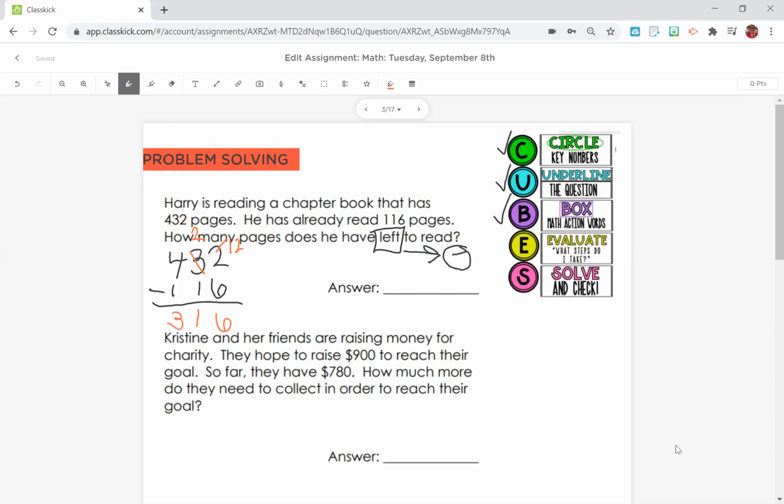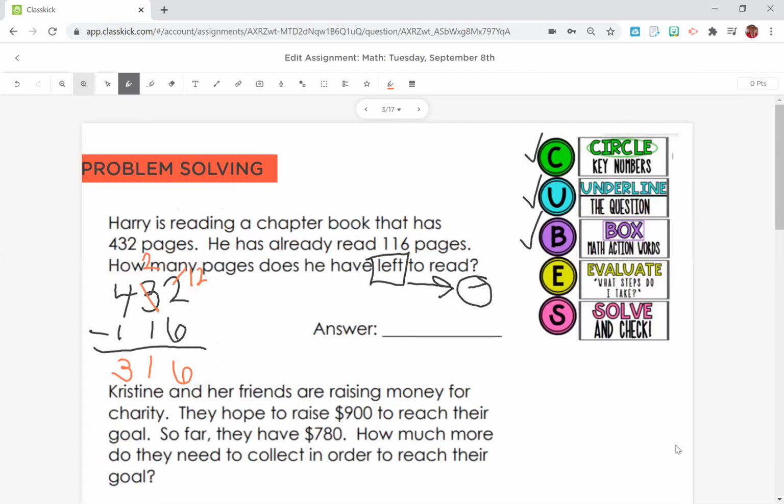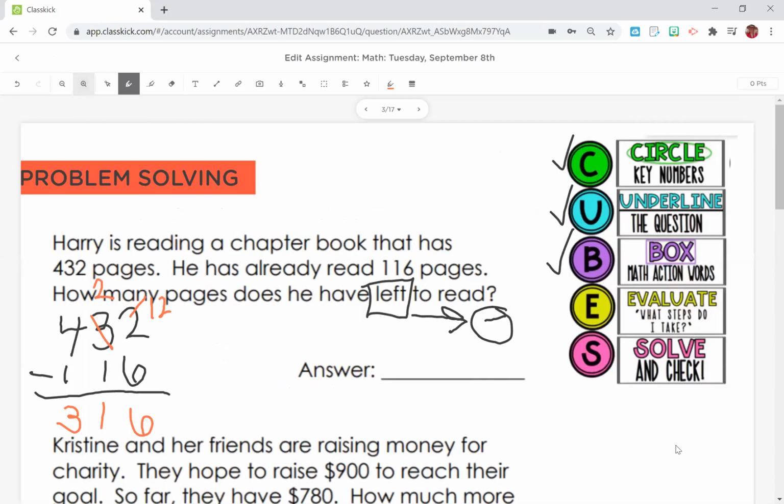Now, how we do this solve and check part is we already solved it. Now I use the opposite symbol to check my work. So that means we flip it and check it. So I'm going to write my 316 that I had for my answer for my subtraction problem. And then add the subtrahend. That is the bottom number of a subtraction problem. I'm going to add the subtrahend.